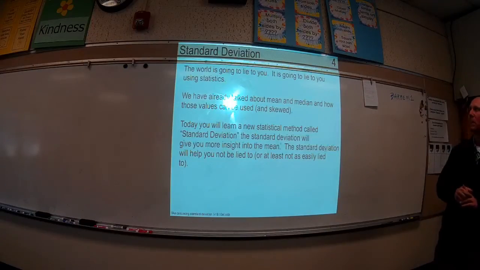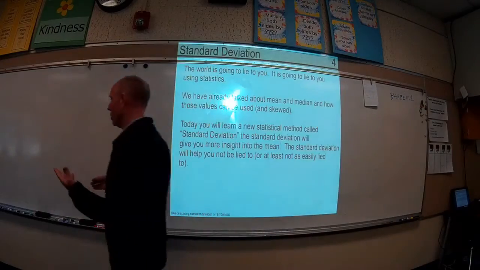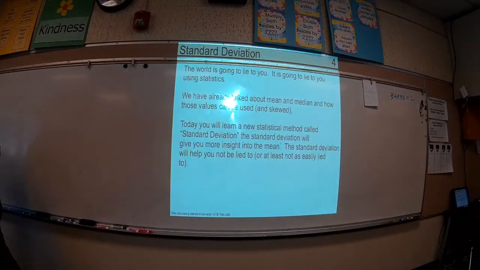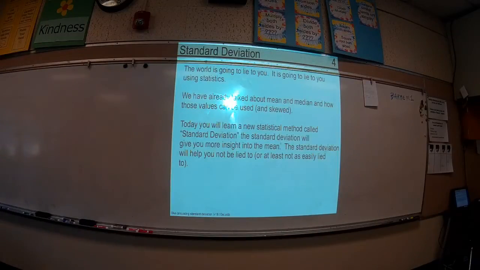We've already talked about mean, median, and how those values can be used or skewed. Skewed meaning how to make them look like one thing when they're really saying something else. So imagine a company, and I tell you, the average salary at this company is $100 an hour. That sounds really good, right? Yeah. I'm telling you, this company, the average salary is $100 an hour.